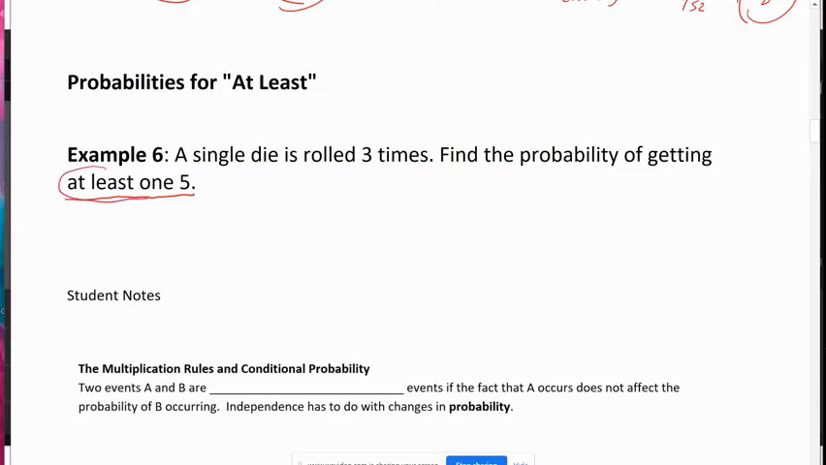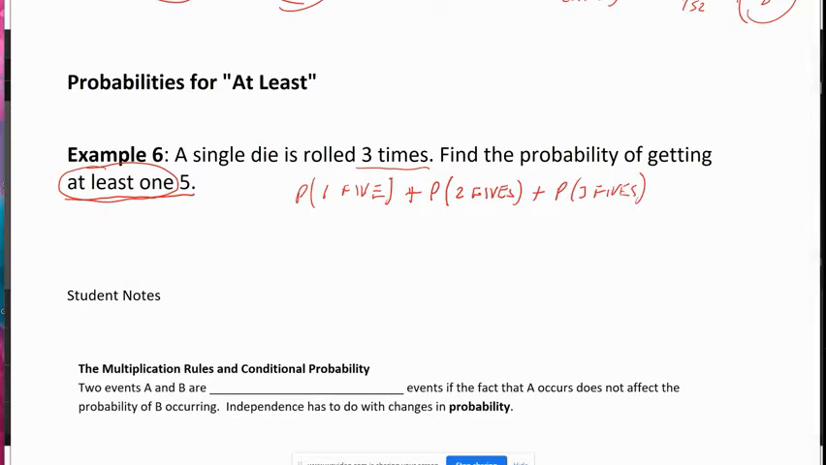So this is what we're talking about when you have a problem that says at least one, then it is possible to calculate this, but it would be a very long, tedious process, because if it says at least 1 5, we rolled 3 times, so that means at least 1. That means there could be exactly 1 5, so the probability of 1 5, or the probability of 2 5s, or the probability of all 3 being 5s. So instead of calculating those 3 probabilities, it's easier to just say, what is the probability that none of this happens, and take the complement of that.